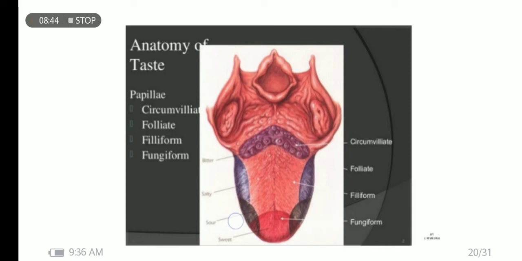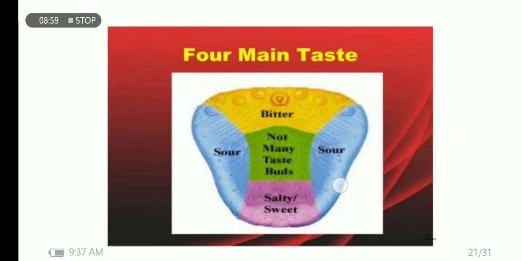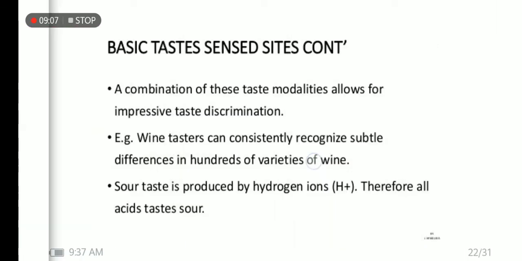Anatomy of the tongue. Here various papillae are visible: circumvallate, foliate, filiform, fungiform. This gives sweet taste, this gives sour taste, this gives salty taste, and this gives bitter taste. Four main taste senses: bitter, sour, salty, sweet. Not many taste buds are present. A combination of these taste modalities allows for impressive taste discrimination.